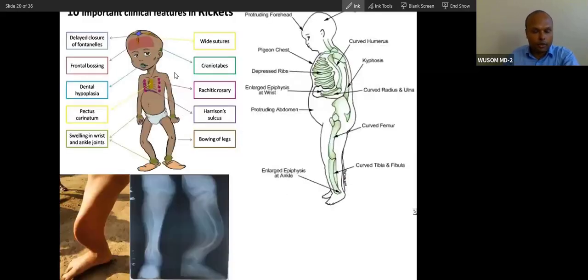So these are the features of rickets. You can see bowing of legs and the skull, wide sutures, and spontaneous frontal bossing. There are chest deformities also. So these are the presentation of vitamin D deficiency in children, which is called rickets.